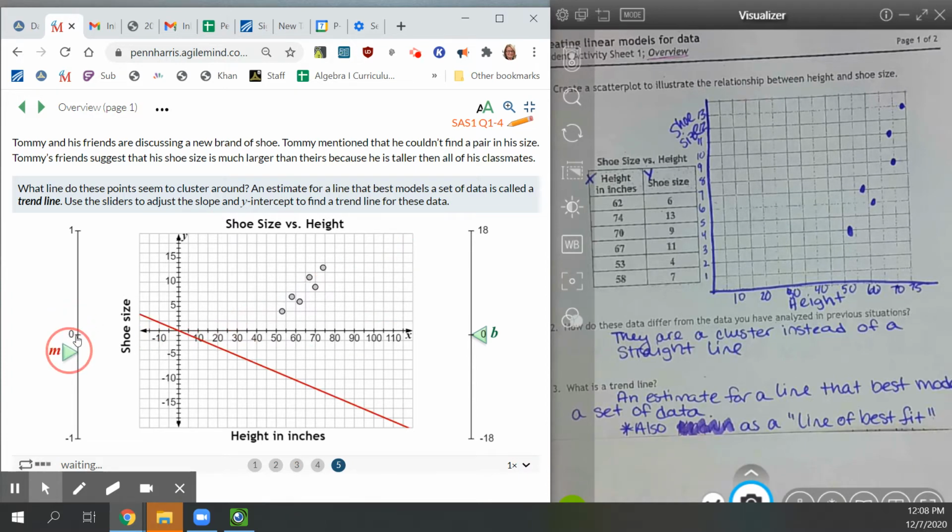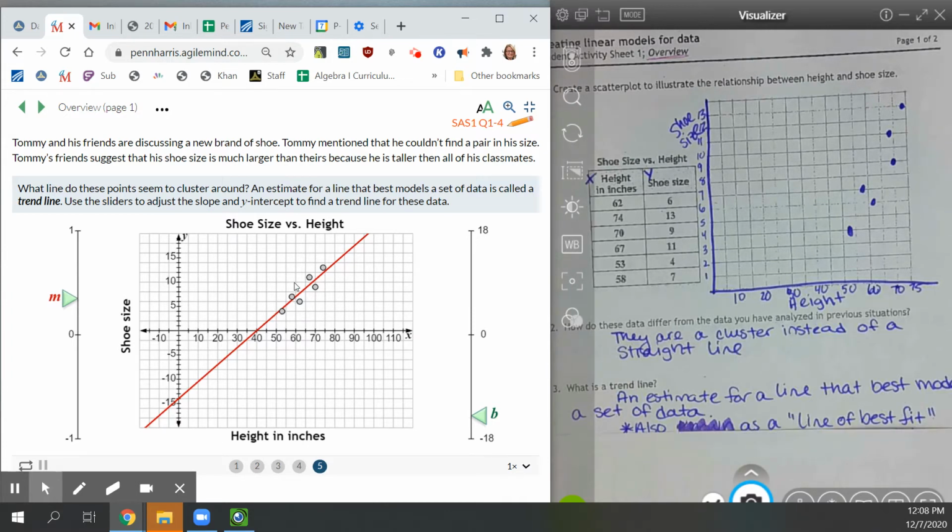If we took a look at our screen over here, our trend line is something where we can adjust the line to go through a majority of the points. So here you can adjust the slope on the left, the y-intercept on the right. So I'm going to go about right here. Let's see if I can adjust that. I personally like to have an even amount of points above and below the line. Some people do a little different. I think that looks good.